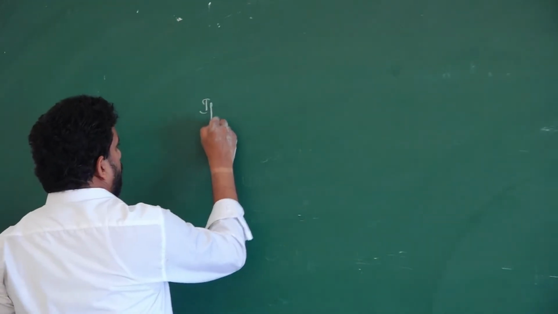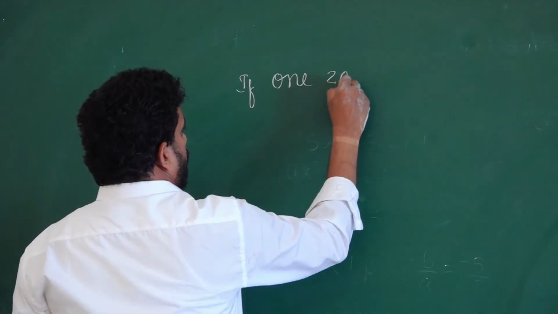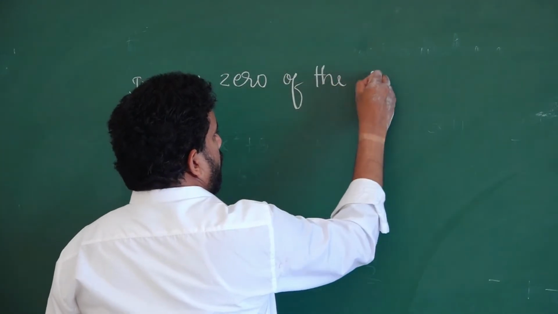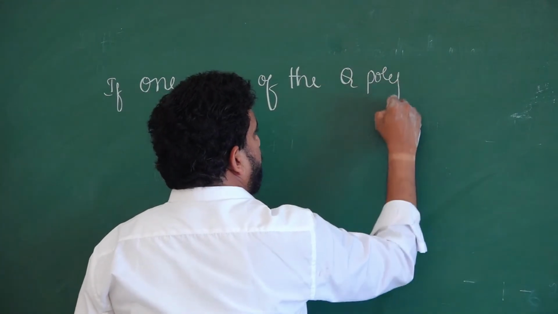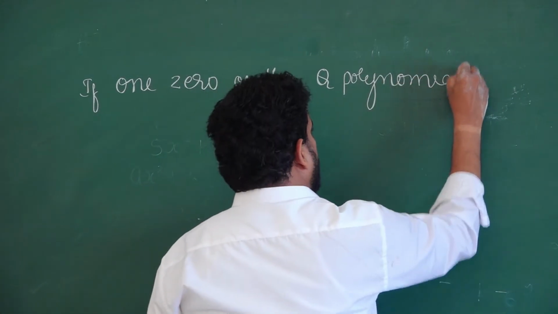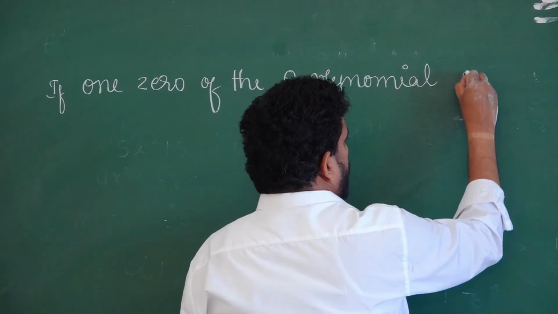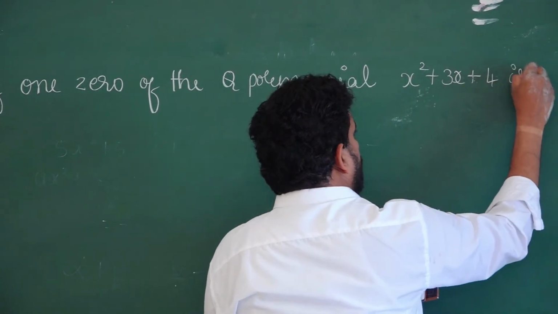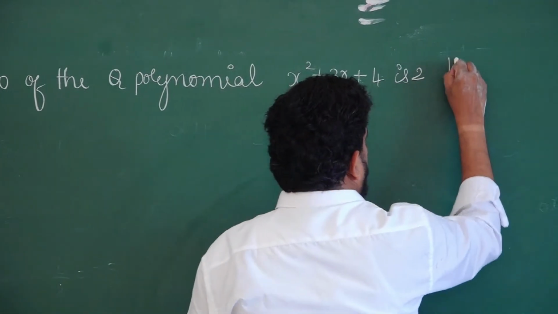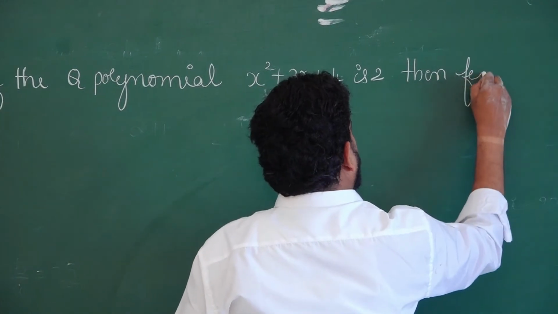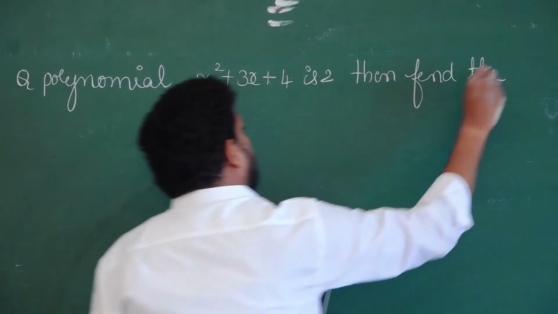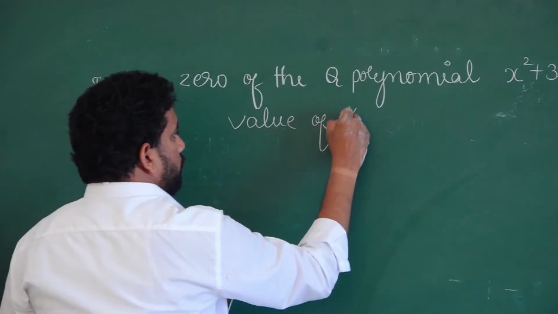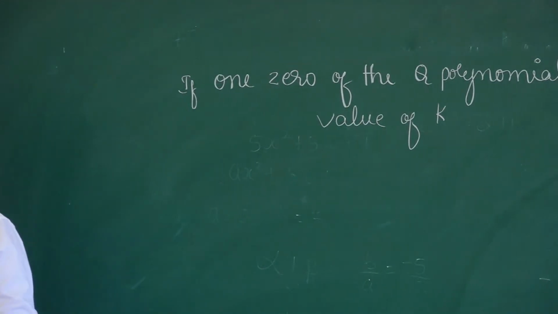If one root of the quadratic polynomial x square plus 3x plus k is 2, then find the value of k. So this question we already did, so like that we have to do this one.